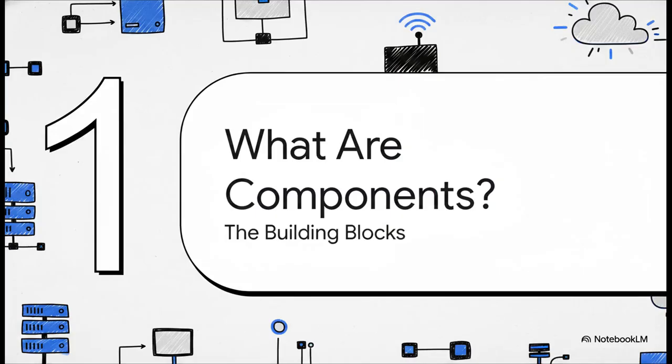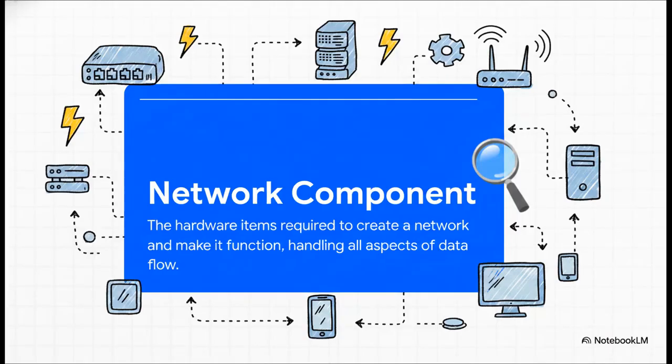Okay, so let's start with the absolute basics. What exactly are we talking about when we say network components? All right, here is the core exam-ready definition you need to know. Network components are the physical hardware items, the actual boxes, the cables, the circuits, that you need to build a network that actually works. A great way to think of them is like the postal service for your data. Their job is to handle everything, from sending and receiving those digital packages to controlling the flow and making sure they get to the right place. That's a really crucial idea to lock in.